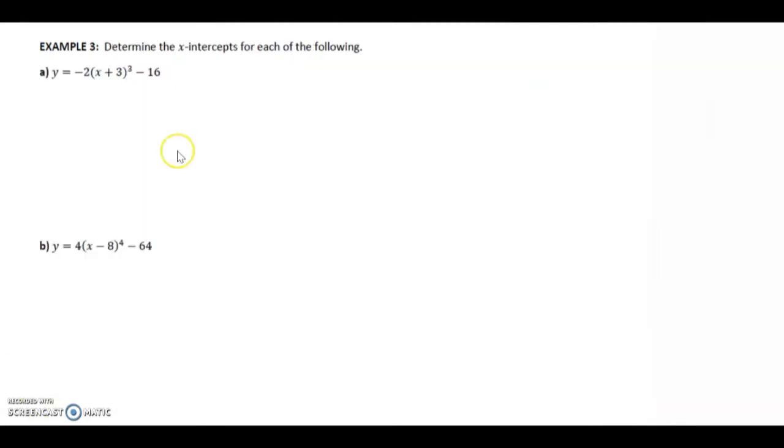Okay, example 3. Determine the x-intercepts for each of the following. Initially when we're looking at this, students may think that this is factored, but it's not. As soon as we have another term like plus or minus beside it, this is no longer factored. This is kind of in a vertex form type of idea. Instead of expanding everything, because x plus 3 cubed, we would have to expand 3 times. It's a little tedious. And for the next example it would be 4 times, right? So instead of expanding that, we're just going to rearrange and solve.